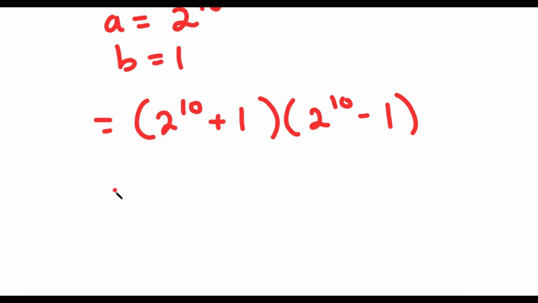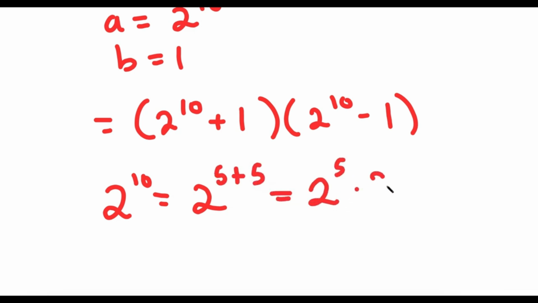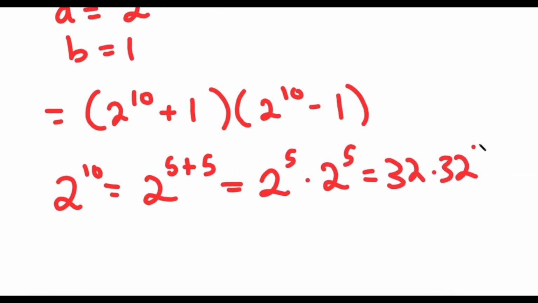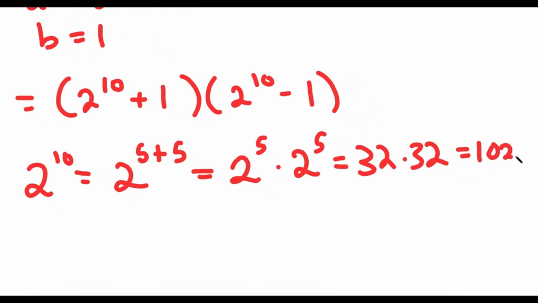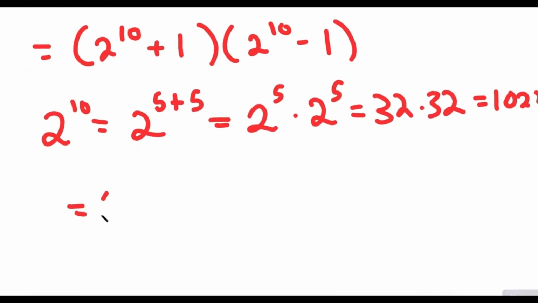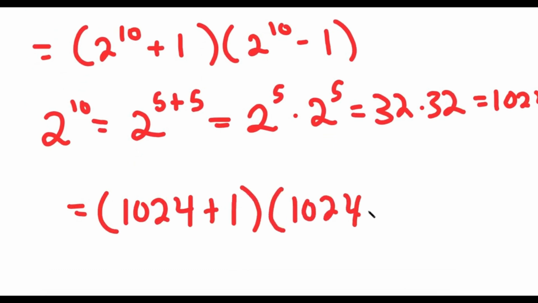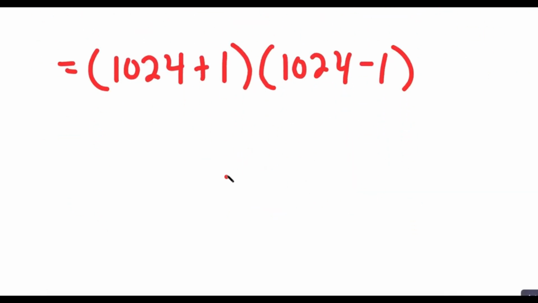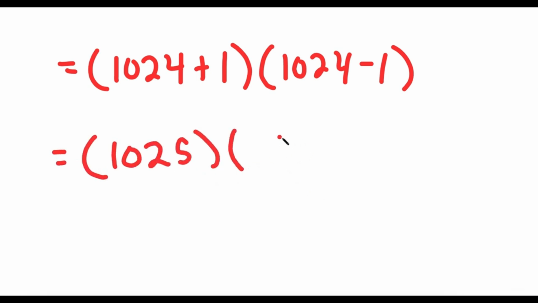Now 2 to the power of 10 is equal to 2 to the power of 5 plus 5, which is equal to 2 to the power of 5 times 2 to the power of 5, which is equal to 32 times 32, and 32 times 32 is 1024. So I get 1024 plus 1 times 1024 minus 1. Now 1024 plus 1 is 1025, and 1024 minus 1 is 1023.